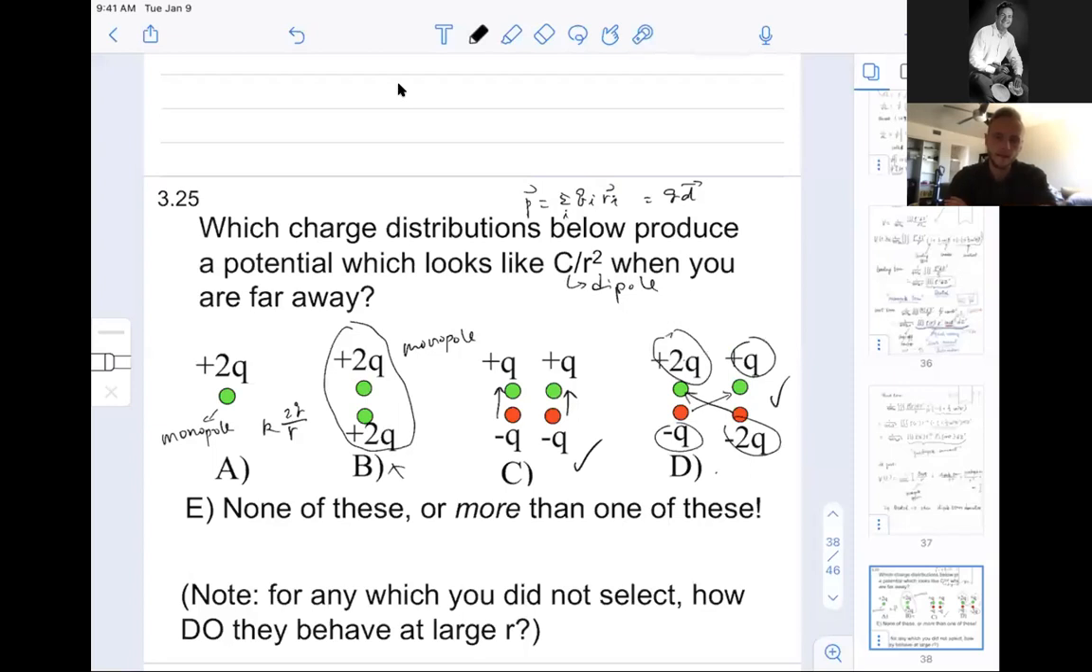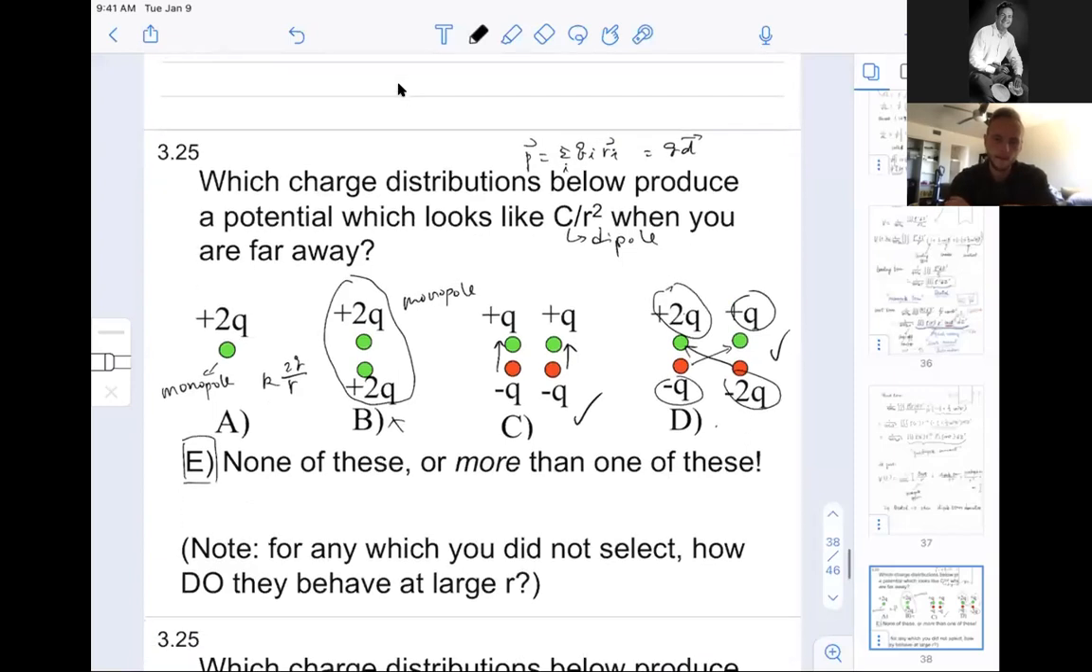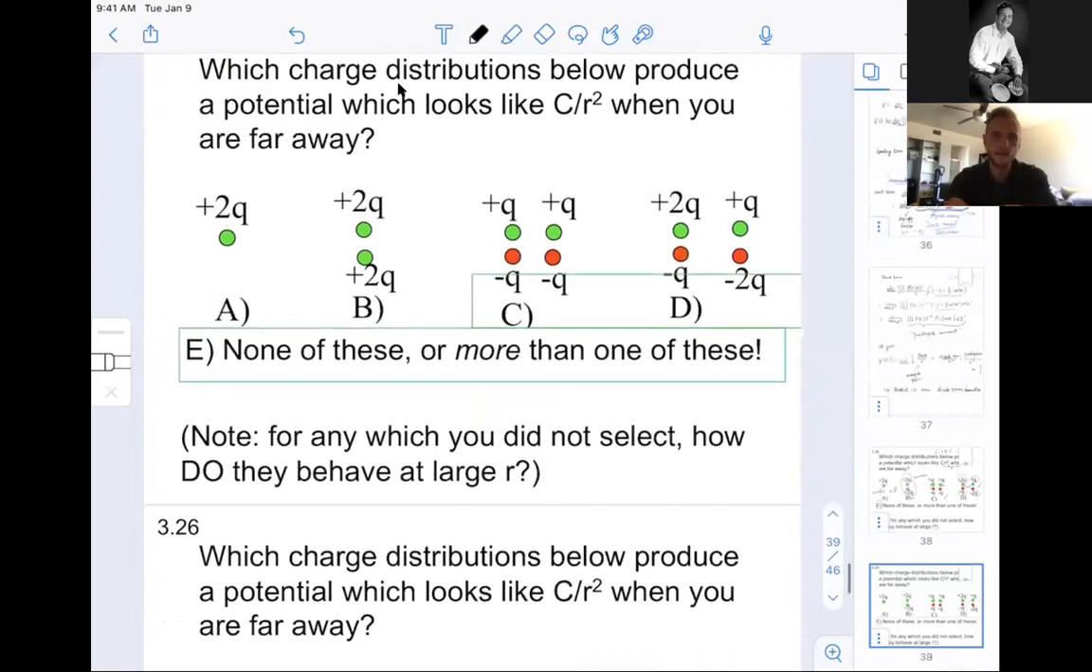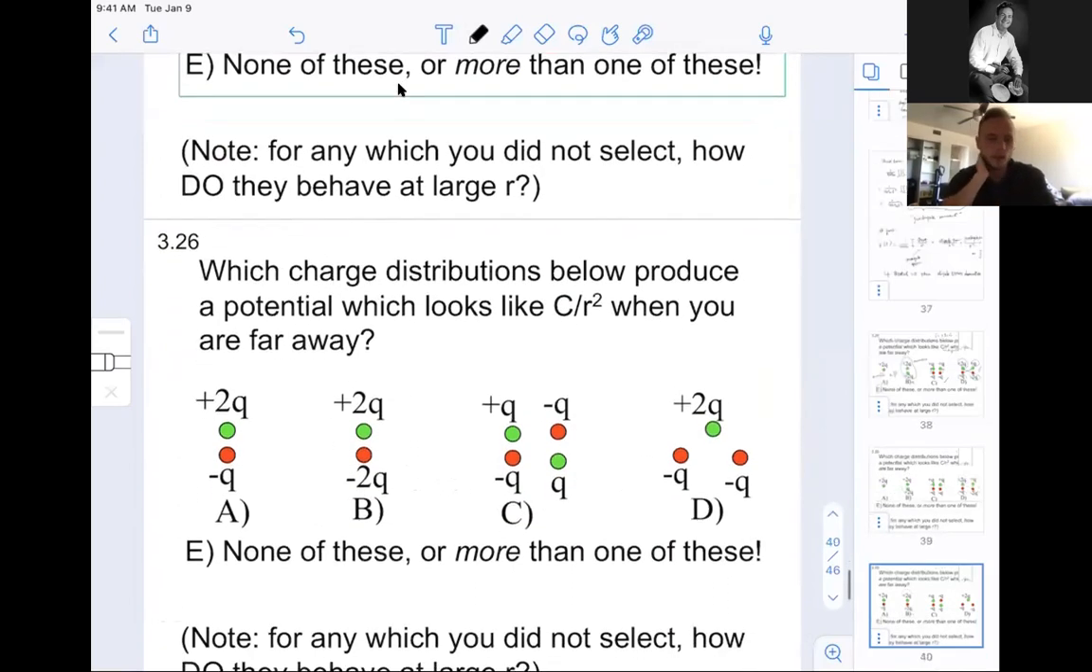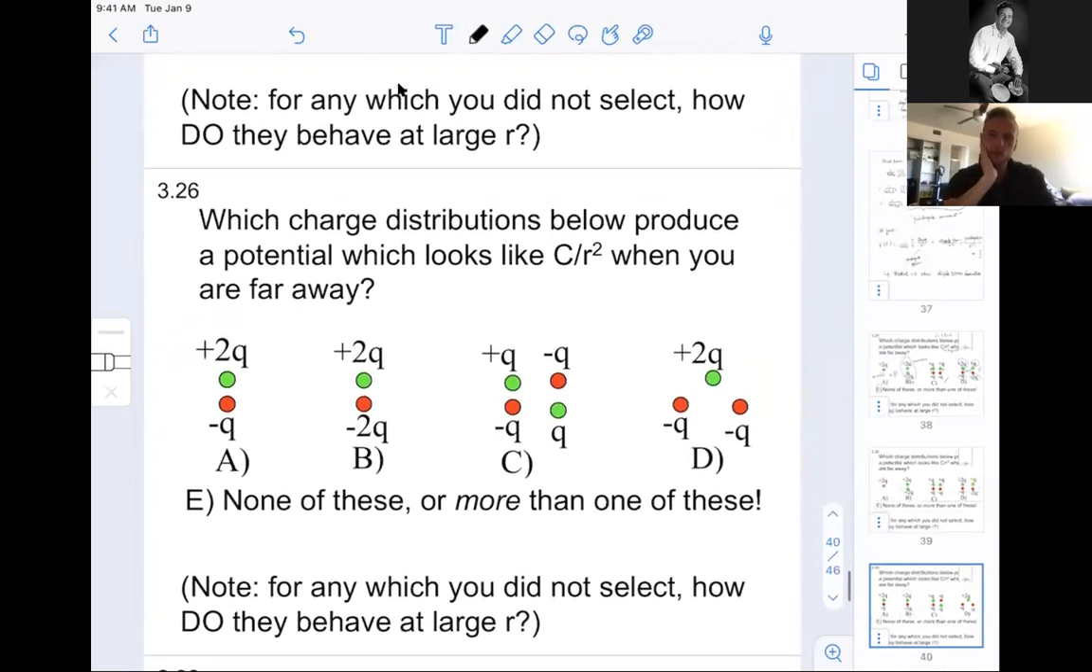So C and D are both correct. So we'll choose E, because more than one of these is correct. Okay. Now, let's continue to do more practice. Here we have slightly different arrangements. Again, I'm asking for 1 over r squared, so again, you're looking for dipoles. Go ahead and take a screenshot. Again, I'll give you some time to discuss.